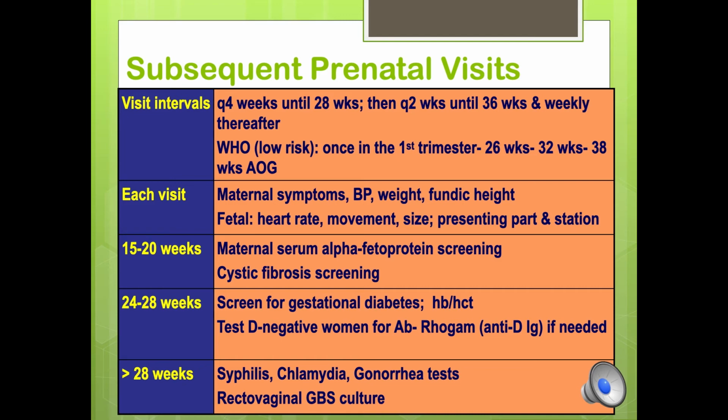During each visit, a risk assessment is done every time. You ask the mother for any new signs or symptoms. The vital signs are taken, and the maternal weight is recorded and compared with the previous weight. The fetus is monitored, so you do your abdominal examination, palpate and approximate the size of the fetus. The fundic height is obtained. Listen to the fetal heart rate and palpate for the presenting part. At 15 to 20 weeks age of gestation, maternal serum alpha fetoprotein and cystic fibrosis screening is recommended.